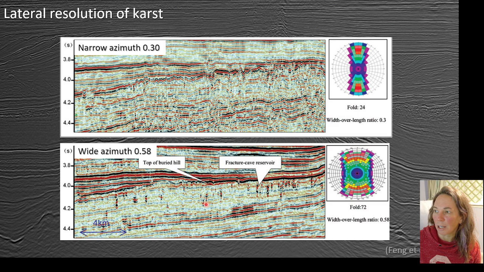You can see they're higher amplitude. The data is less noisy because of the higher fold. And so if these were a feature that I was interested in interpreting, I would much rather work with the wide azimuth data.